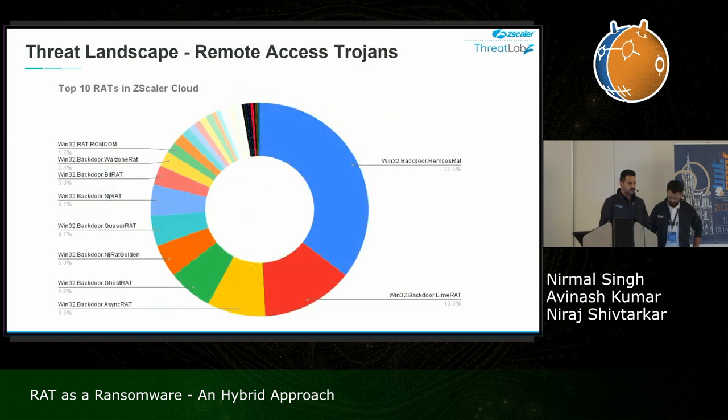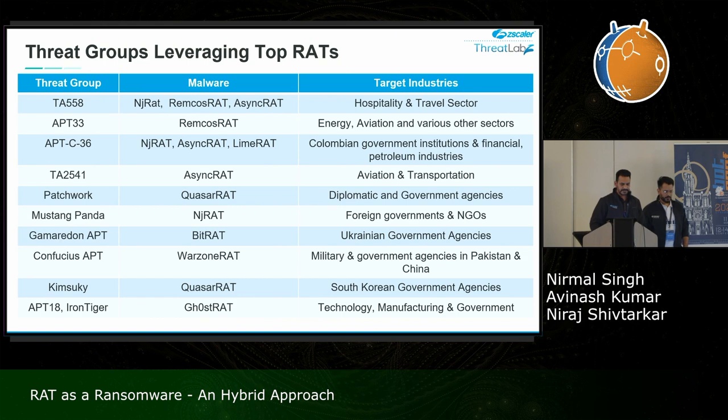So here is a list of the top 10 RATs that we have seen. Remcos RAT is at the top. We have seen that the adaptability or popularity of any RAT depends on the features that it provides, and that's true for each malware family. We have listed a few groups as well. These threat groups use different kinds of RATs and target different industries, including travel and hospitality, and also specific governments.